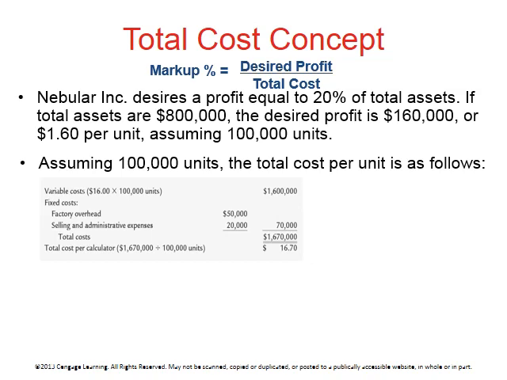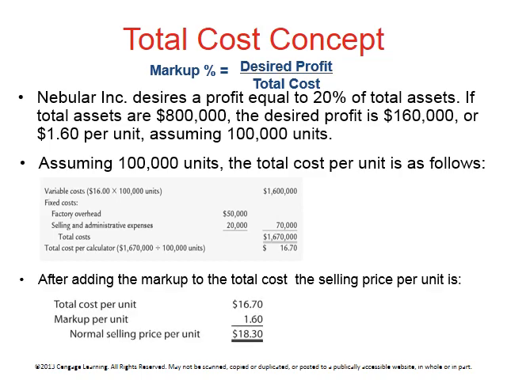So for our total cost per calculator, we take the 1,670,000 divided by 100,000 units, and we get $16.70 as our total cost per calculator. Now if we want to put our markup on it, our markup we calculated before as the $1.60 per unit, the $160,000 divided by the 100,000 units up in the facts. So our selling price would be the total cost, $16.70, plus the $1.60 markup that we want. So our selling price would be $18.30 per unit.